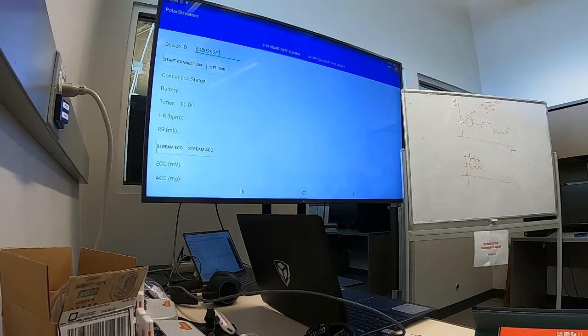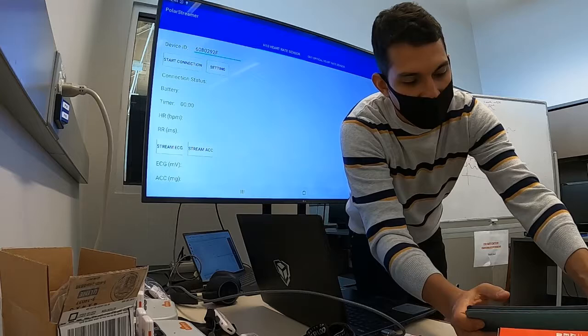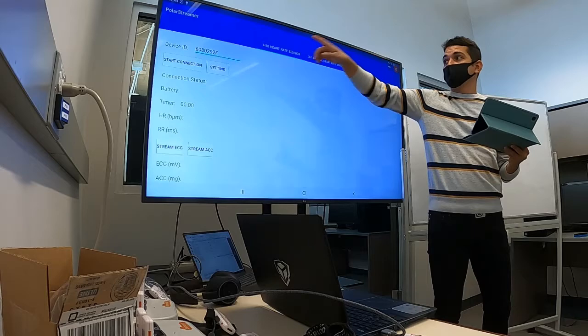Sometimes it's good to put some water on, or moisturize the band, so the conductivity goes better. But he was a little bit sweaty, so it helps. So yeah, check the sensor. That's I think an S size. So what do we have? We have the device ID, which is on the top of the sensor. I already checked that one.